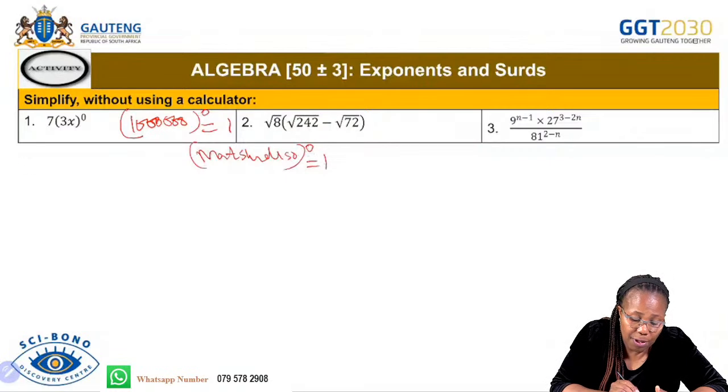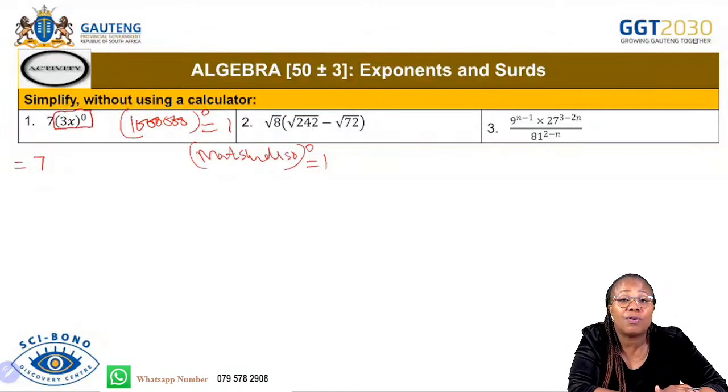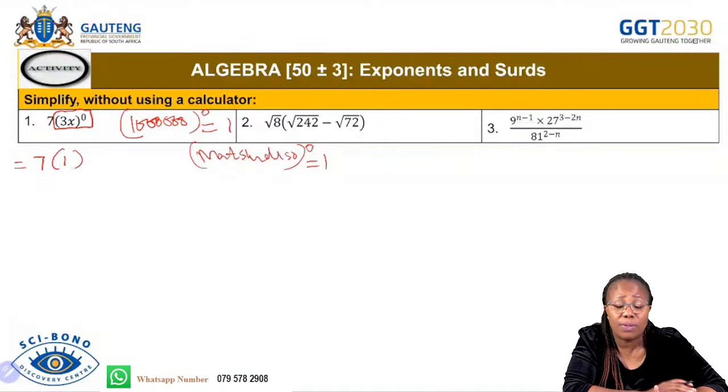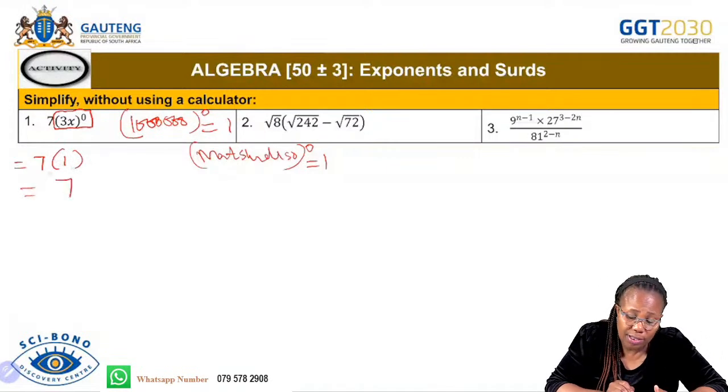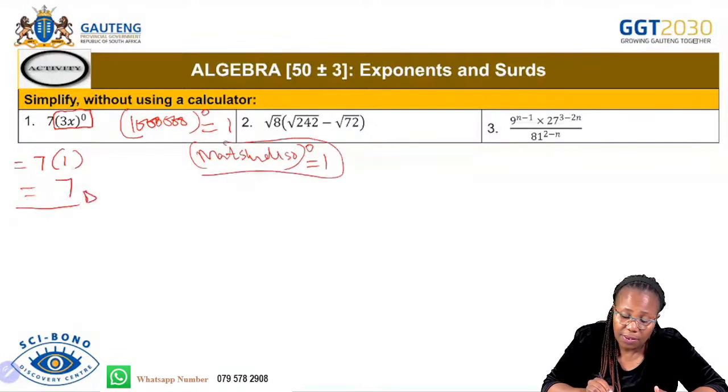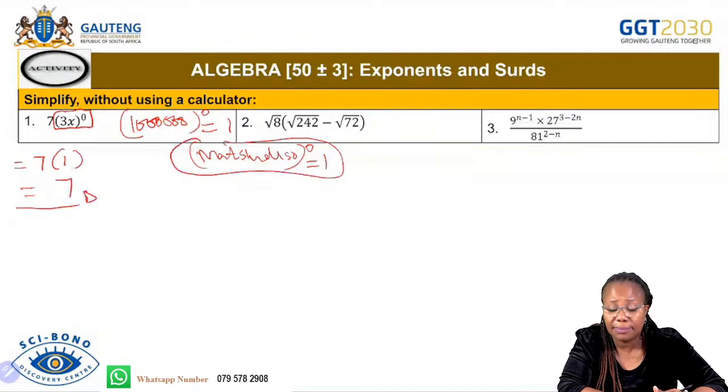Now, grade 12, go back to the problem. We have a 7, and then this bracket is the one that is raised to the power 0. 7 is not part of that exponent. It's only 3x that is to the power 0. Then this will be 1 because it is raised to the power 0. 7 times 1 is a 7. Done. Can you see that? Isn't it? And then let's move on to the second one.